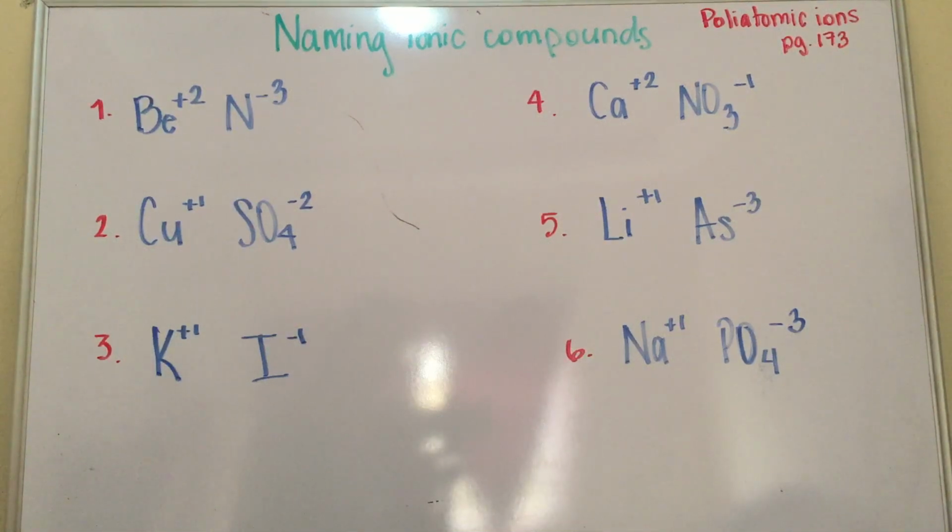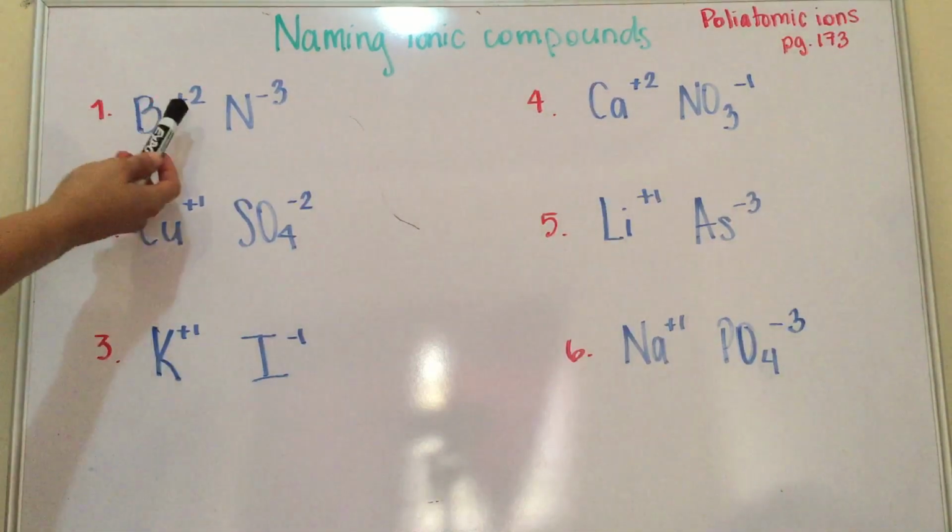Hi guys, this week we started naming ionic compounds. I gave you the rules on Tuesday, and today we're just going to review how to make the compound and how to name it. For example, I already put the charges so I don't lose time on the video, but you know that your charges are on your periodic table. If you don't have a periodic table, you need to get one. You can download one from the internet or just ask for a picture from one of your classmates.